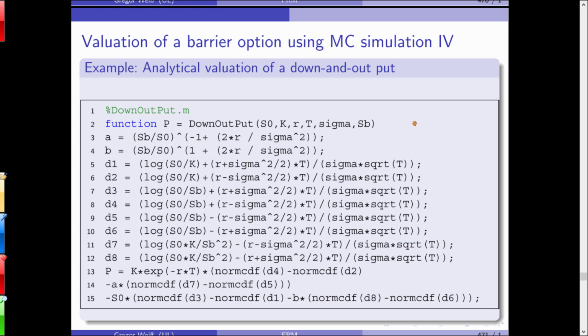As you can see, you simply need to program all those 8 Ds. And afterwards, in line 13, you plug it into P, which is the price function. K times exponential, the discount factor, times ND4 minus ND2, ND7, ND5. Okay, this is not that interesting.